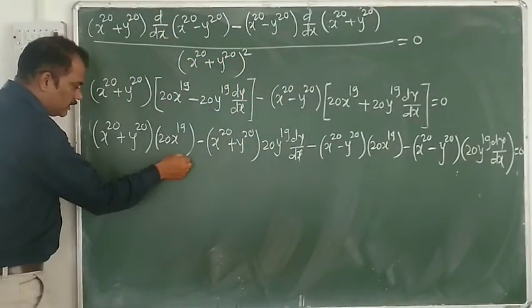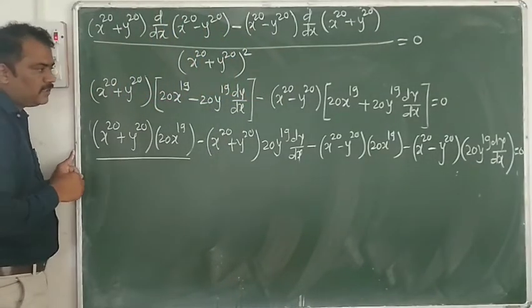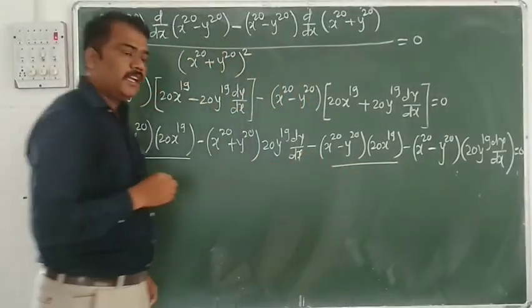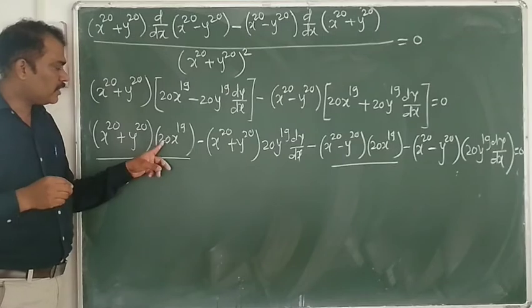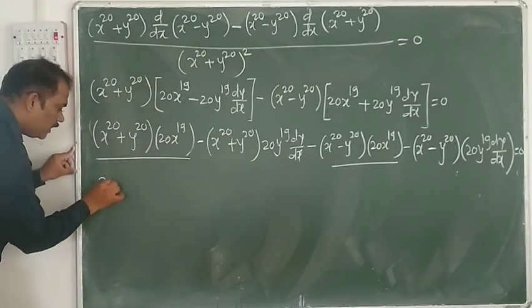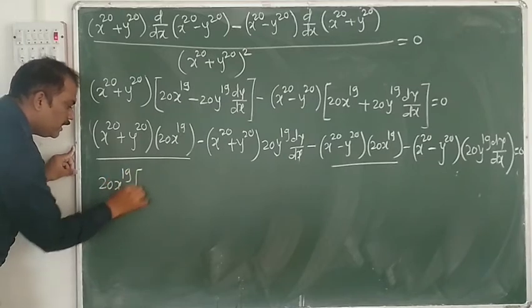Okay, this term does not contain dy by dx. Here also this term does not contain dy by dx. Now from these two terms we take 20 into x raised to 19 common, so that 20 into x raised to 19 into bracket.